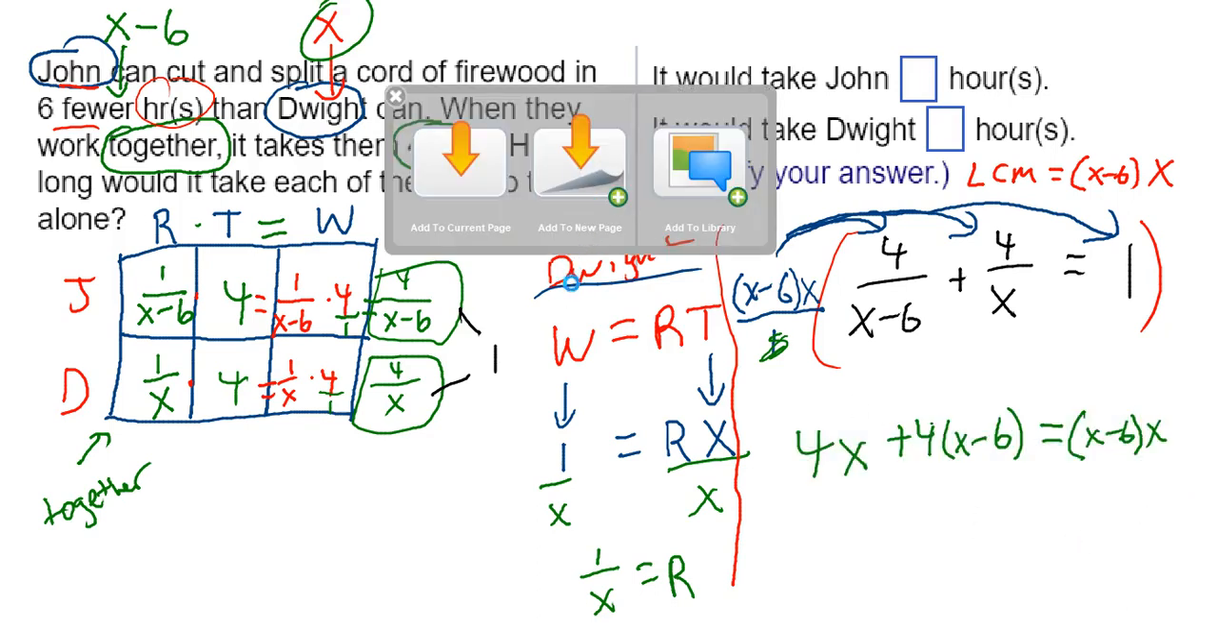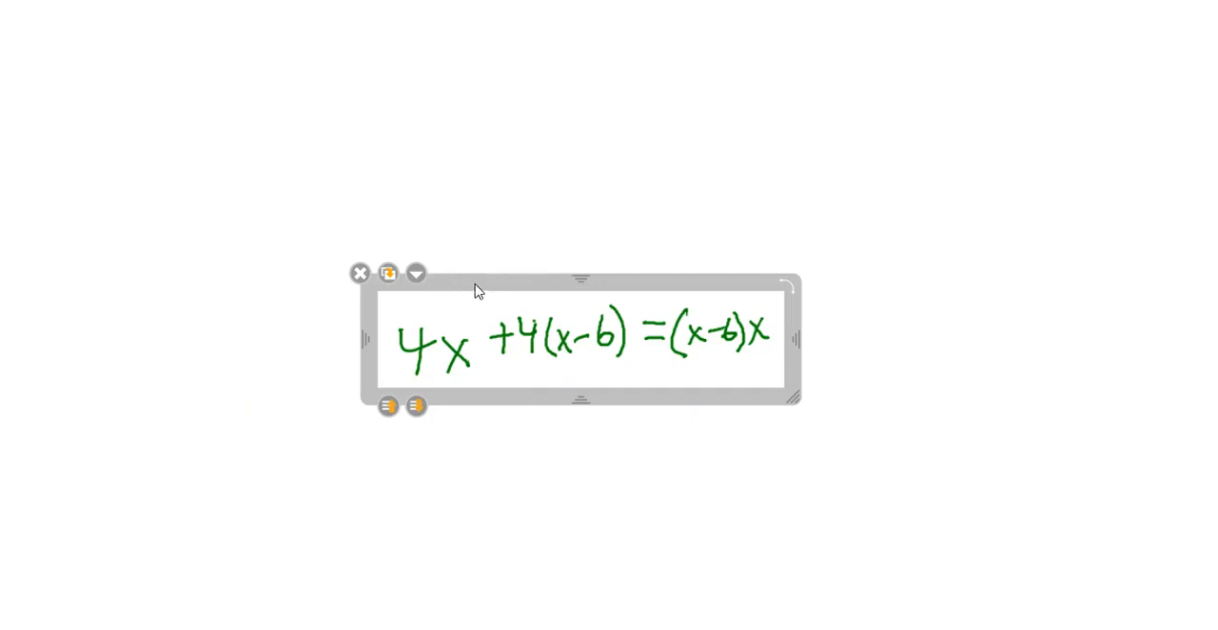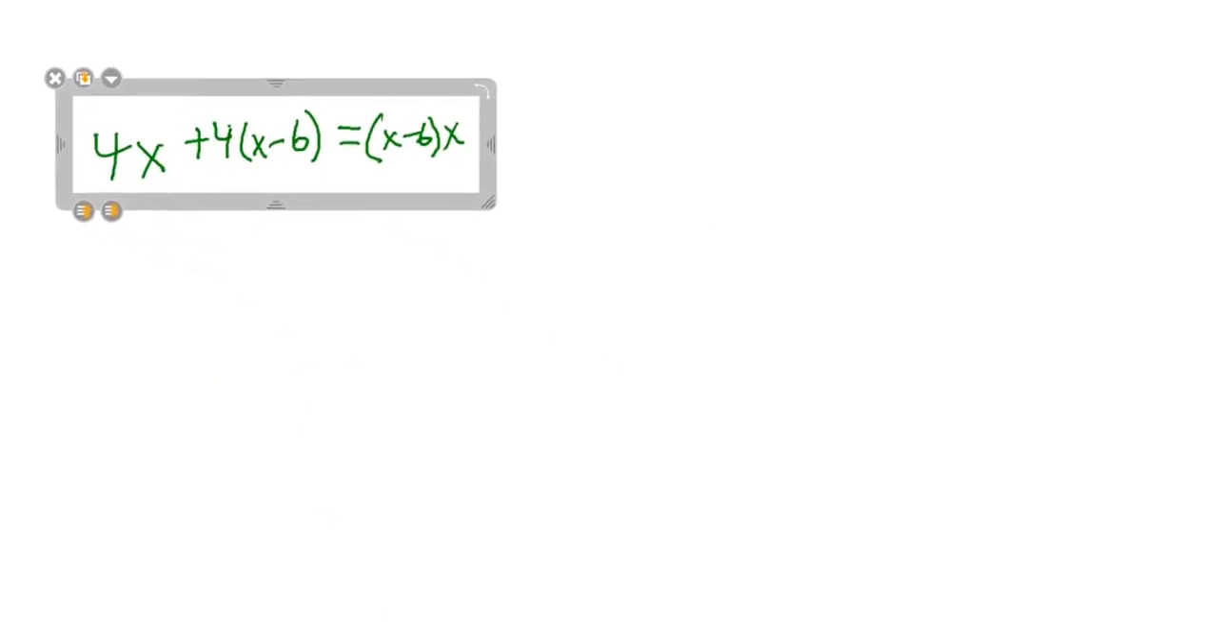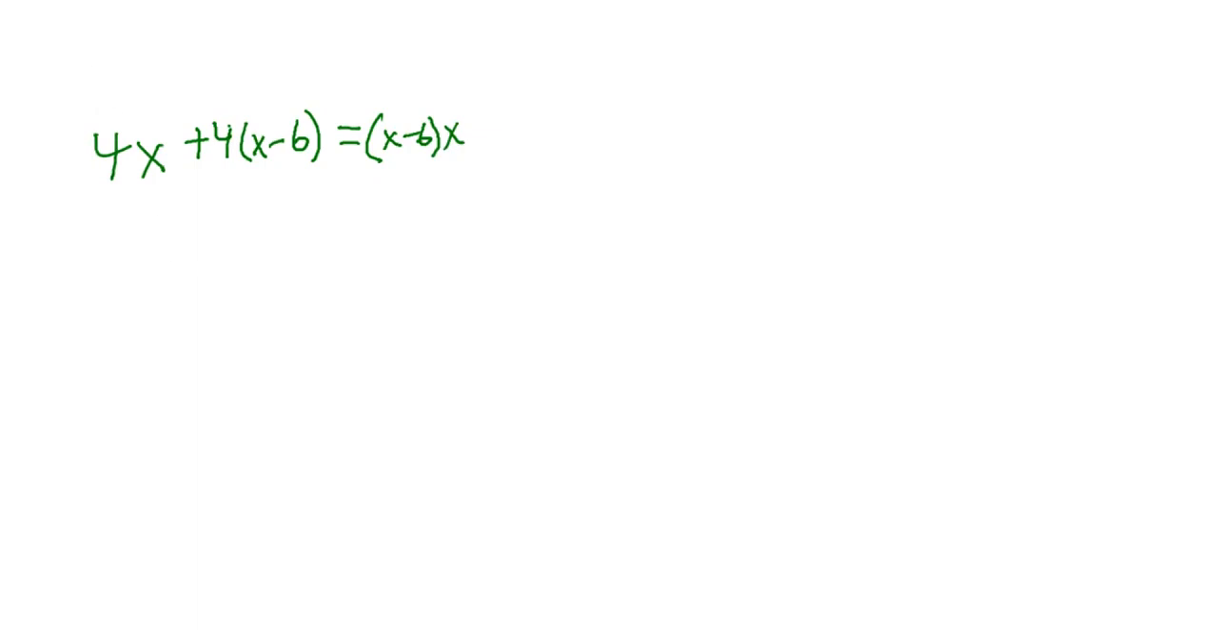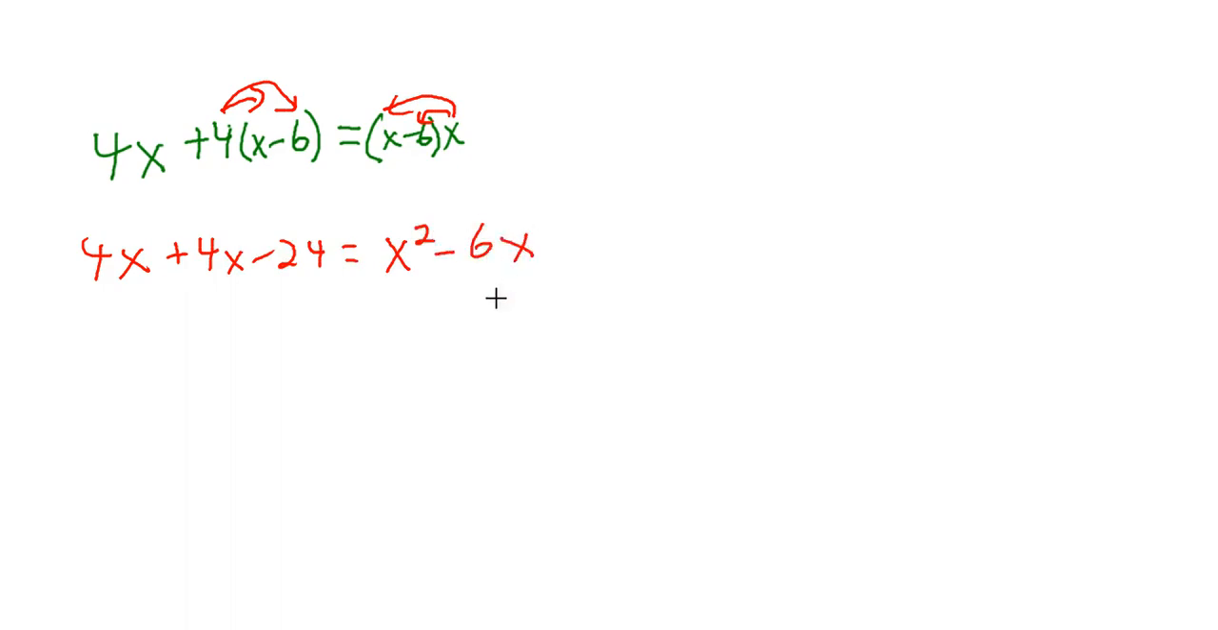All right. So we want to solve this equation. We'll start by distributing the 4 into the parentheses and distributing the x into the parentheses here. So we'll get 4x plus 4x minus 24 equals x squared minus 6x. So we have a quadratic equation. We'll go ahead and combine these together. We get 8x minus 24 equals x squared minus 6x.